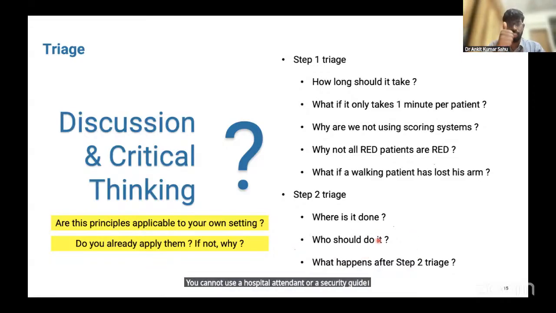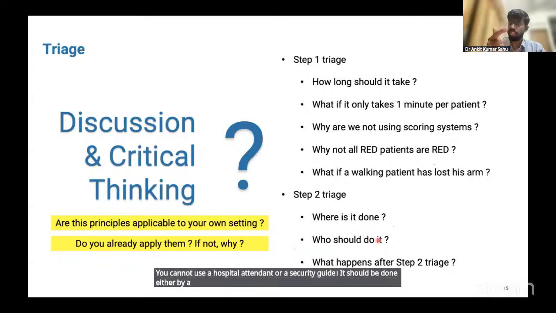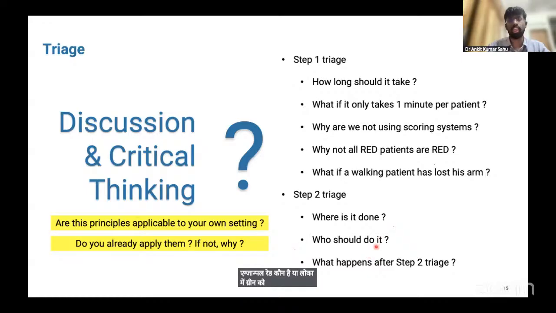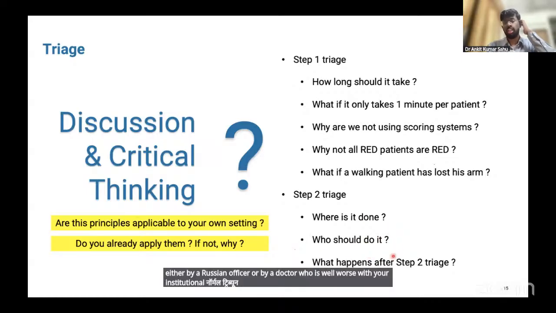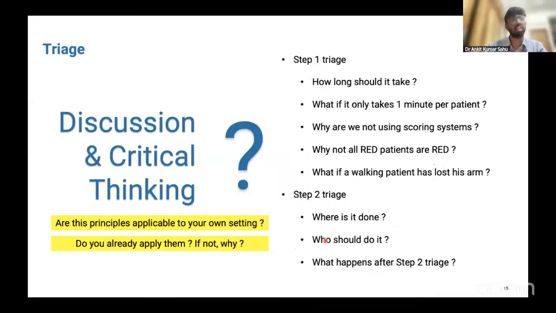It should be done either by a nursing officer or by a doctor who is well versed with your institutional normal triage protocol. For example, red con hai, yellow con hai, green con hai. So he or she is the person who should do it. Usually in our trauma center, it is the nursing staff. So yes, obviously the nursing staff or the clinical team will be doing the step 2 triage.